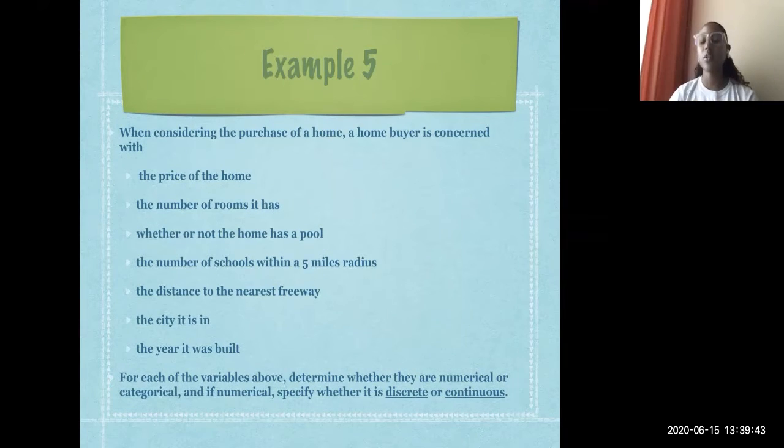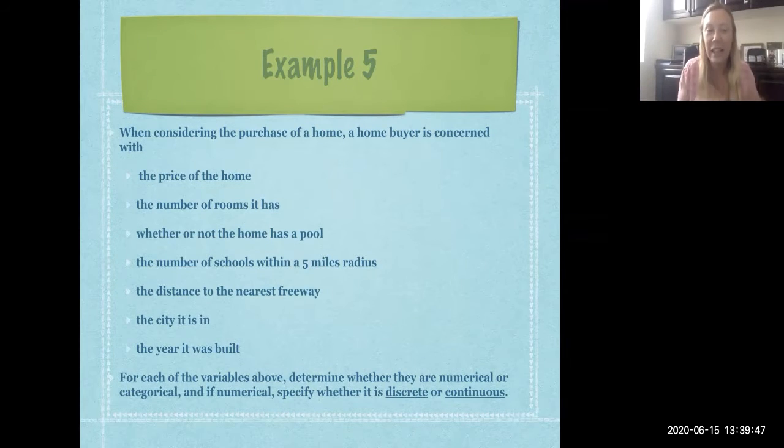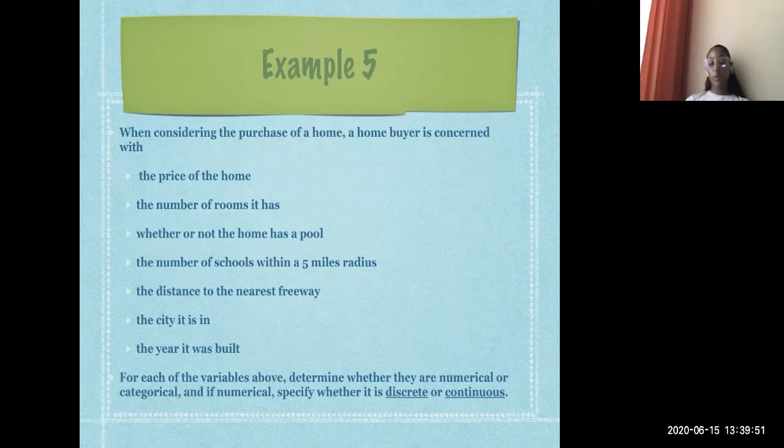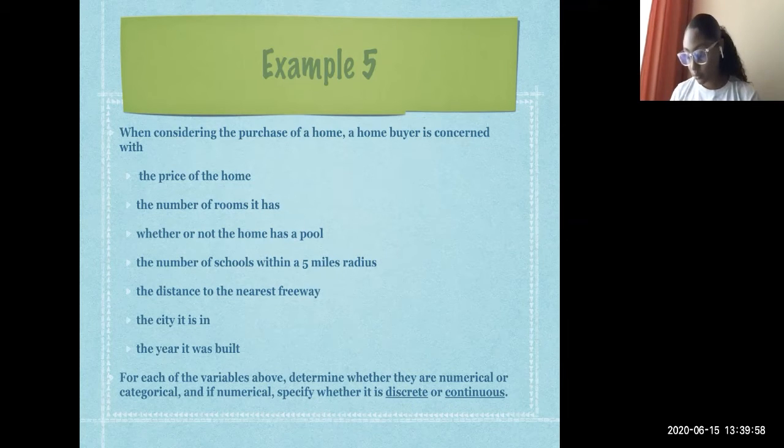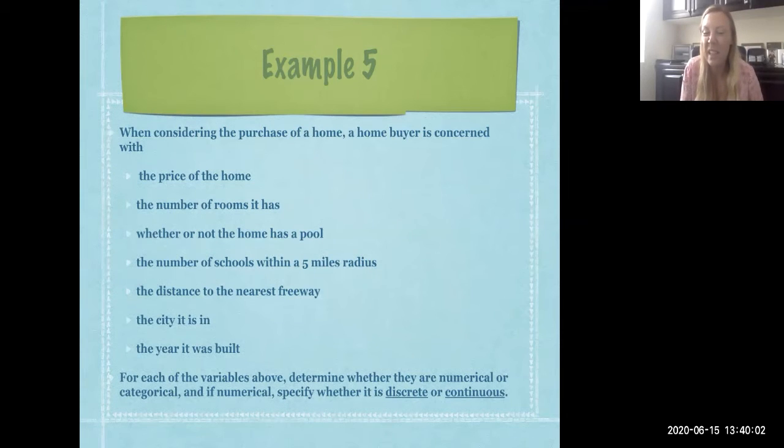Oh, you're talking to me. I'm sorry. No, you're good. What do you think? If we're talking about the year it's built, would that be considered numerical? Numerical, but continuous or discrete? Discrete. Exactly, right? Because we wouldn't say it was 1996.25. So perfect. Okay, so those are the examples that I had already set aside for us.